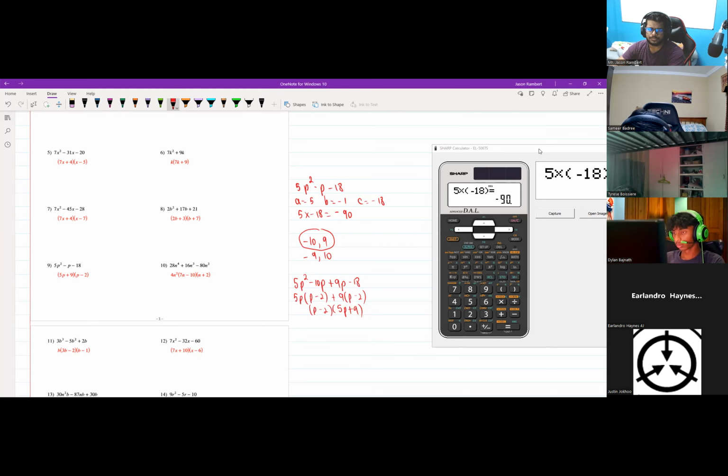Where was your mistake, Dylan? Which pair of factors did you use? These, minus 9 and 10. That's what I got wrong, yeah. All you have to do is make sure you check it on your calculator. Simple, just check it on your calculator, see if it adds to give you minus 1. Orlando, did you see where your mistake was? Yes, sir. Good.